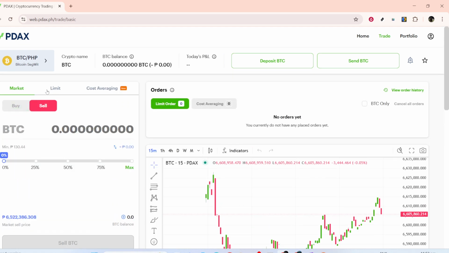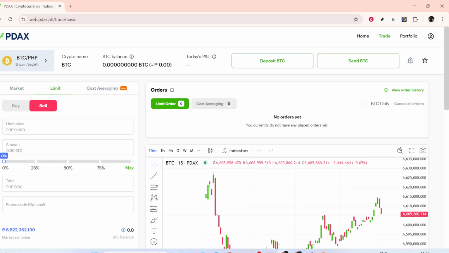Alternatively, if you prefer more control over the price at which your order will be executed, you might consider using a limit order. With a limit order, you decide the specific price you want to buy or sell at, and your order will remain open until the market reaches that price and someone is willing to match it. This method allows for strategic planning, especially in volatile markets where price fluctuations are common.